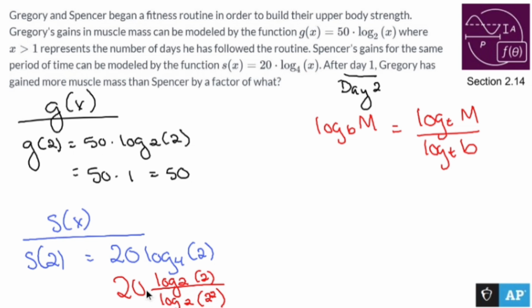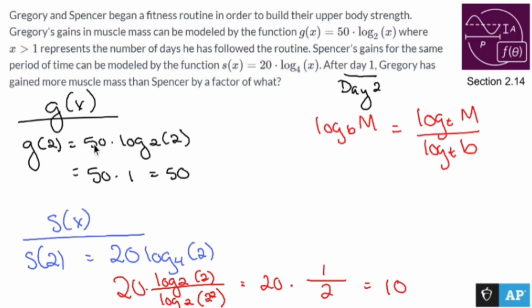You see, 20 is still there, by the way. Log base 2 of 2 is 1. Log base 2 of 2 to the whatever power drops down the whatever power. So log base 4 of 2 just turns into a half. Interesting. 20 times a half is 10.